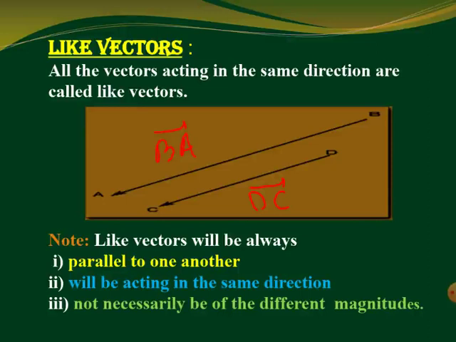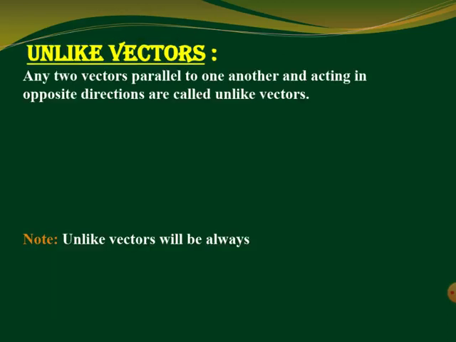Like vectors will be parallel to each other. They will be directing along the same direction, and their magnitude may be different or the same, it doesn't matter. So irrespective of their magnitude, if two vectors are parallel and directing along the same direction, then those vectors are known as like vectors. Let's see about the unlike vectors.